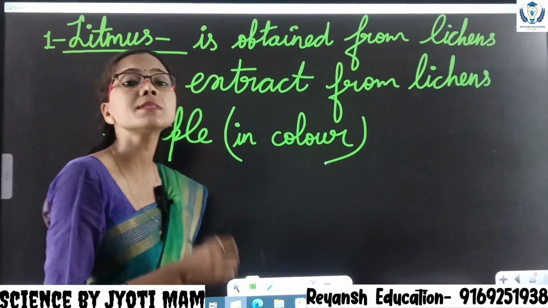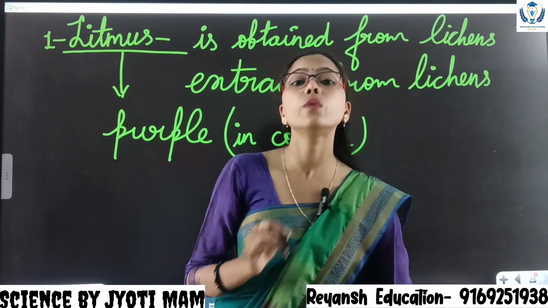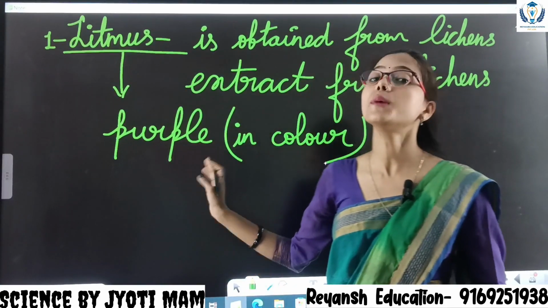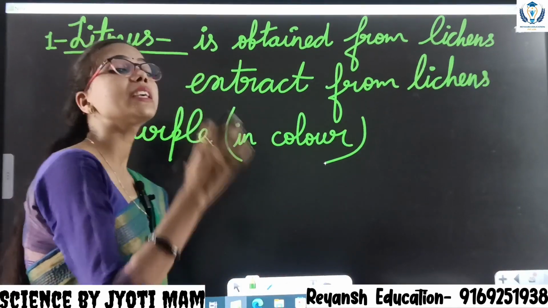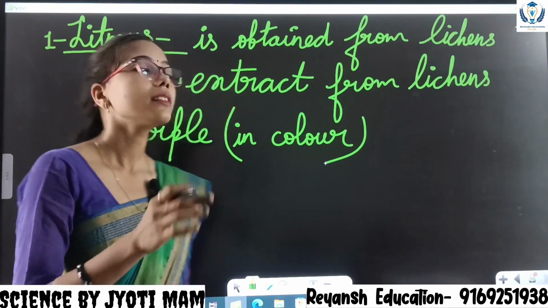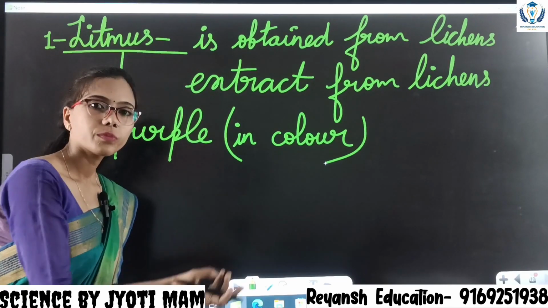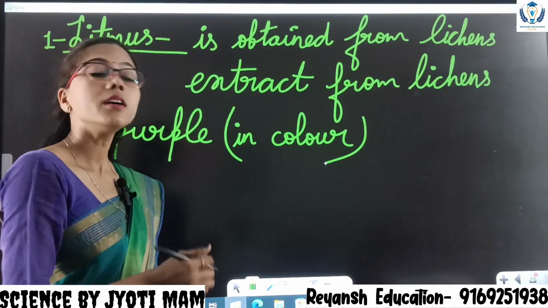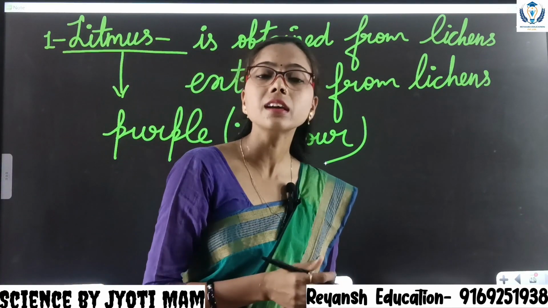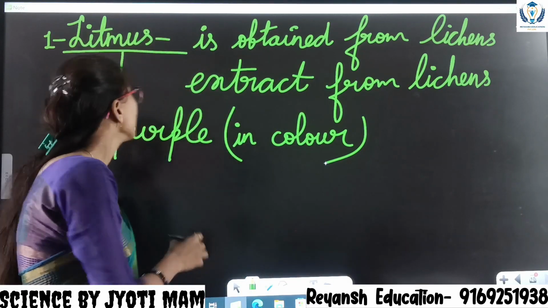Now, how it helps us to find whether the substance is acid or base. When the given solution is acidic, then it will turn into the red color, or when the solution is basic, then it will turn into the blue color.